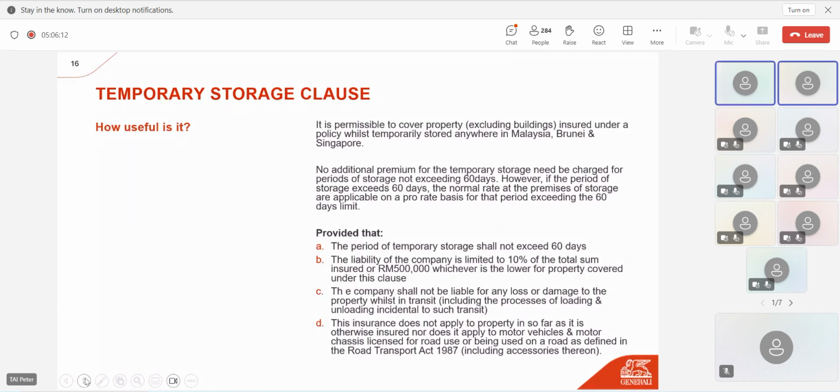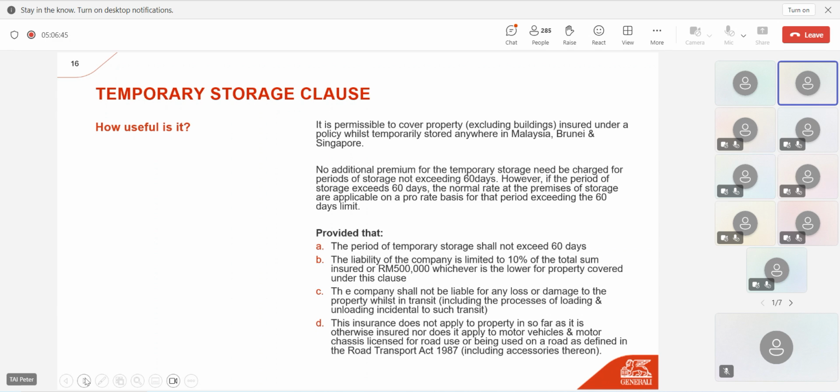Whichever is lower. The company shall not be liable for any loss or damage to the property while in transit. So basically there is no transit cover here. If you need to put temporary storage at another place somewhere else, you need to buy a GIT policy from us. We happily issue you a GIT policy so that you can temporarily store your items elsewhere for a maximum of 60 days.